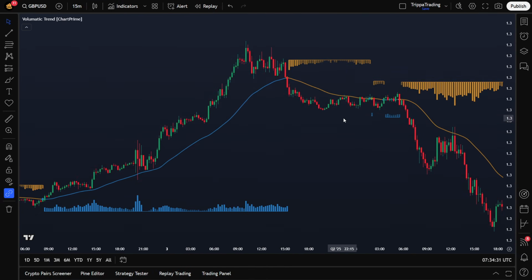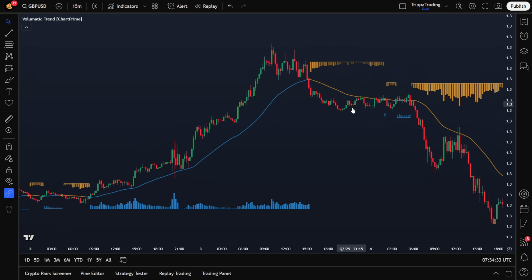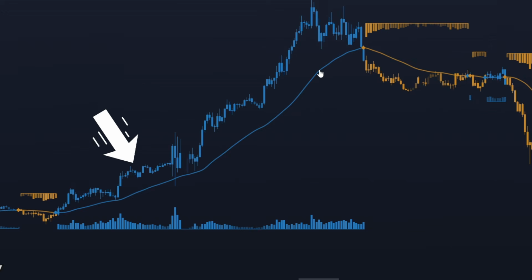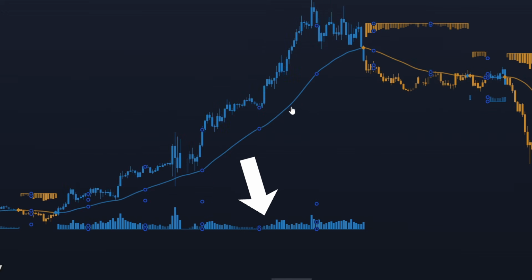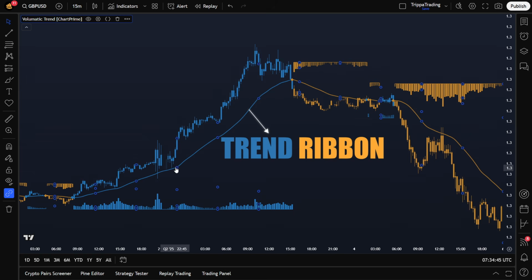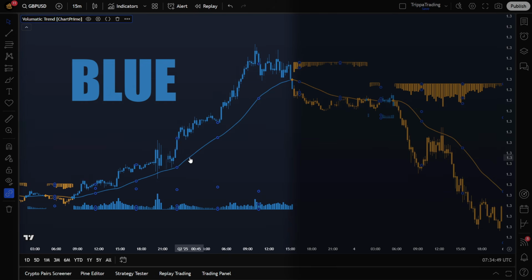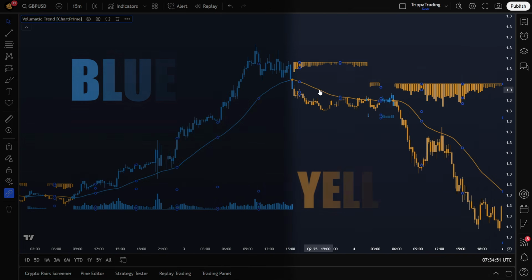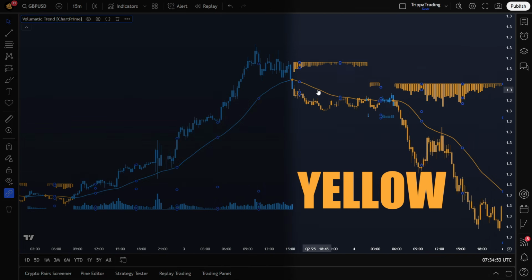So here's what this thing does. Think of it like a supercharged trend follower. It doesn't just follow price, it also watches volume closely. It'll show you when trends are shifting and whether there's real strength backing that move. There's this colored line running across the chart. We'll call it the trend ribbon. When it turns blue, it indicates a bullish trend. And when it shifts to yellow, it suggests the market is entering a bearish phase.